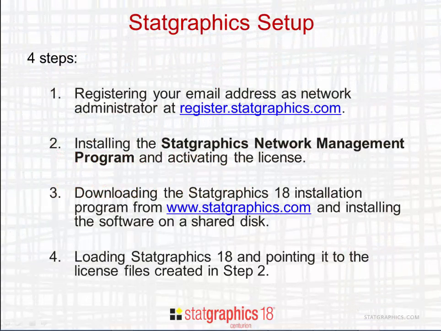Four steps are required to set up a network license for Statgraphics 18. In the first step, the network administrator goes to register.statgraphics.com and creates an account using his or her email address. That email address is then attached to the serial number for the network license. Step 2 involves installing the Statgraphics Network Management Program on the administrator's computer and activating the license.